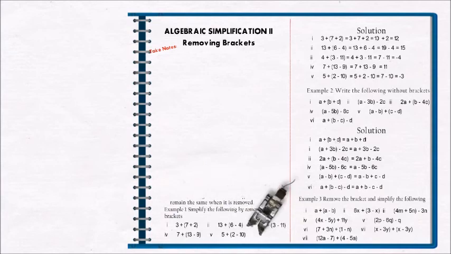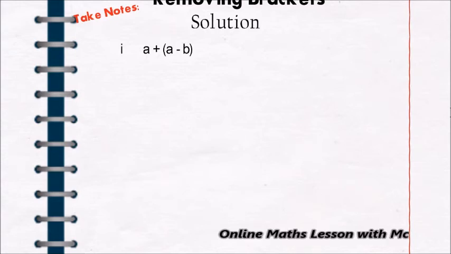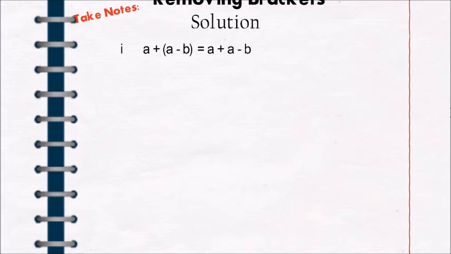So our solution will look like this: a plus open bracket a minus b close bracket. So first of all, we're expected to remove the bracket. When we remove the bracket, we have a plus a minus b. Now in simplifying, we have two terms in a. We have a plus a, so we can simply add a plus a together to give us 2a minus b.